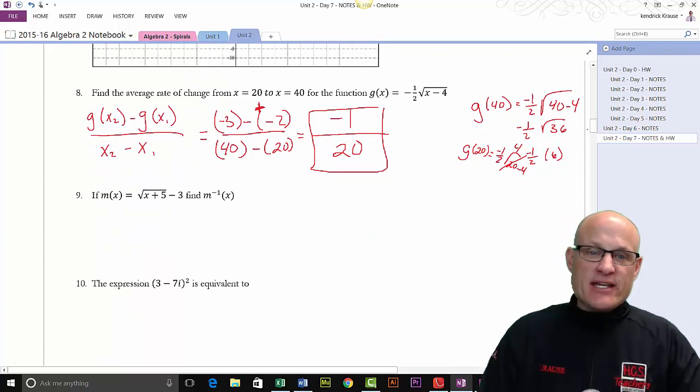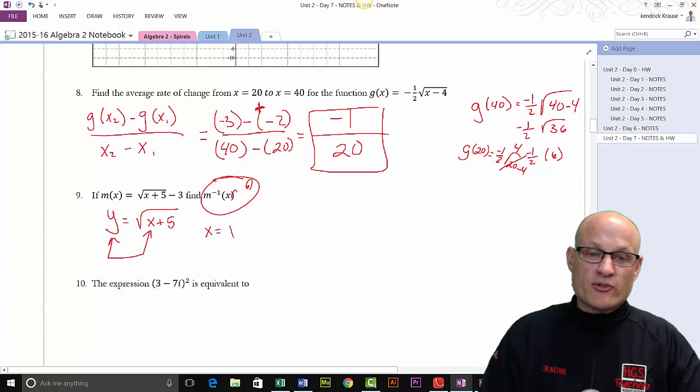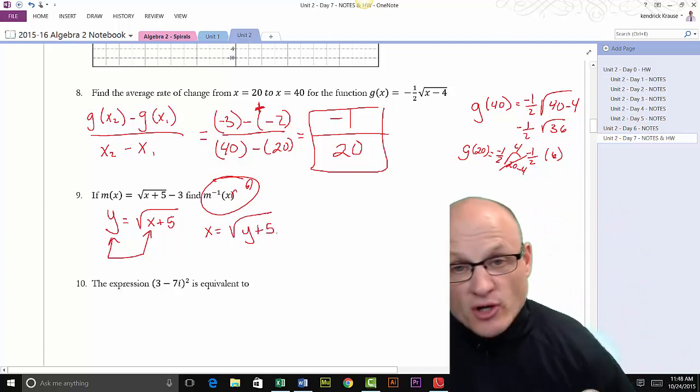We want to find the inverse function right here. So what we're going to do is write this as y equals square root of x plus 5. We're going to switch the x and the y, so we get x equals the square root of y plus 5. And now all we have to do is solve for y.